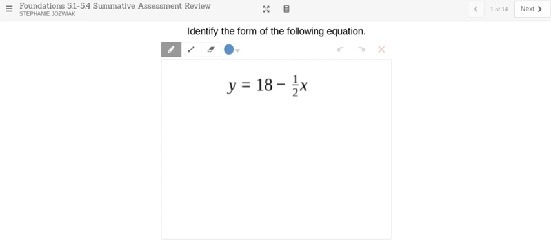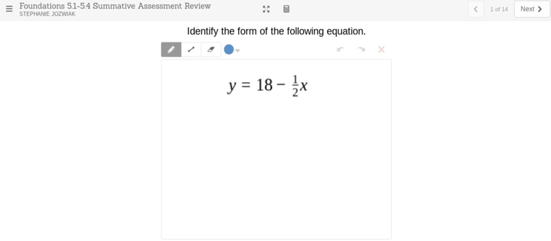This video is going to talk you through the first half of the 5.1 to 5.4 review for Foundations of Problem Solving. So in problem 1 here, it asks you to identify the form of the following equation. So the first few slides actually ask you about the forms of the equations. So you have to remember that there's point-slope form, slope-intercept form, and standard form. And you have to be able to tell the difference between the three.